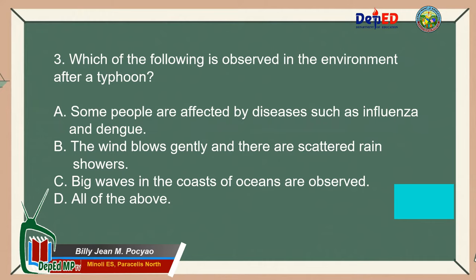Number 3. Which of the following is observed in the environment after a typhoon? Letter A. Some people are affected by diseases such as influenza and dengue. Letter B. The wind blows gently and there are scattered rain showers. Letter C. Big waves in the coasts of oceans are observed. And letter D. All of the above. The correct answer is letter A.